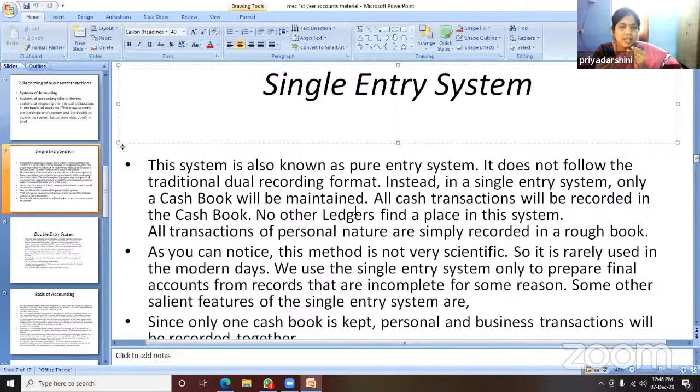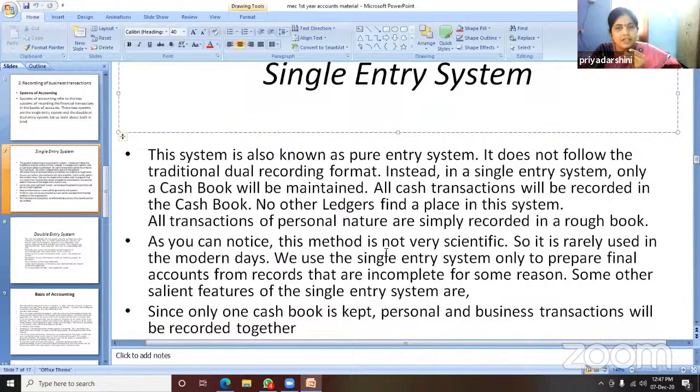As we learned in the accounting cycle, we record the transactions in journal entries, and the next step is ledger accounts. We classify each account according to its nature and post into the ledger accounts. Here, under the single entry system, they do not follow ledger accounting. All transactions of a personal nature are simply recorded in a rough book. If we receive any amount from persons or pay any amount to persons, that is a personal dealing. When persons are involved in the transaction, it becomes a personal transaction. Usually they maintain the cash book, and any transactions related to persons they record in the rough book.